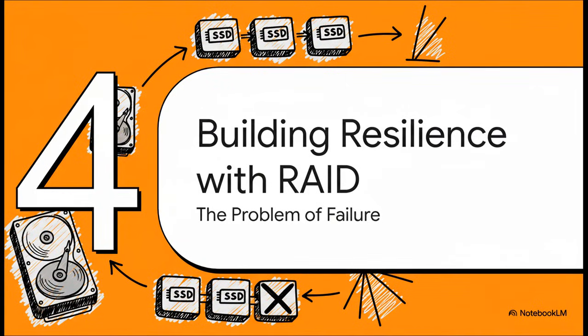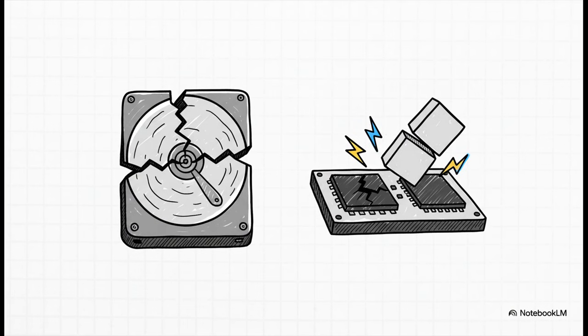But there's another, more universal issue that affects every single storage device, whether it's mechanical or electronic. And that's the simple fact that they all eventually fail. This is probably the most important rule of data storage, period. Every drive will fail. It's not a question of if, but when. And that means a single drive is a single point of failure for all your data, which is why we need solutions at a system level.